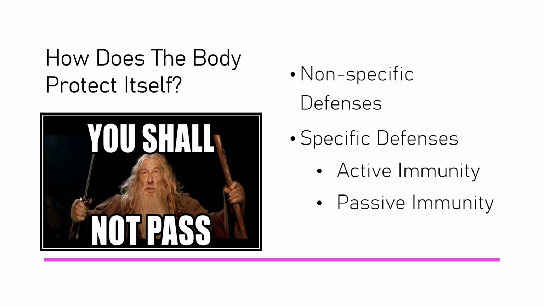Specific defenses include active immunity, also known as acquired immunity, and passive immunity. Active immunity develops when the body has been exposed to various antigens and then builds a defense against that specific antigen. An example of active immunity is when you receive a vaccine and then develop antibodies for that infection.